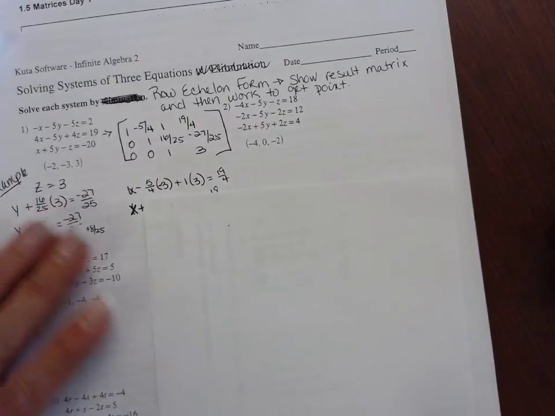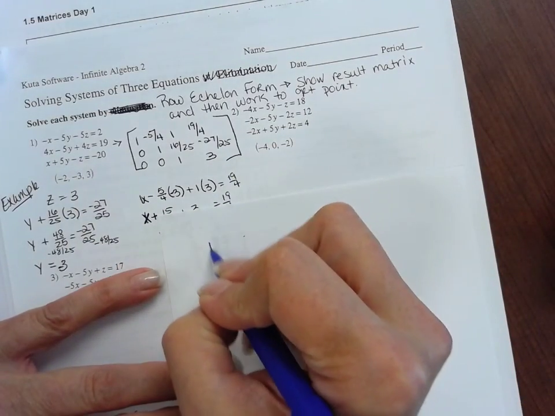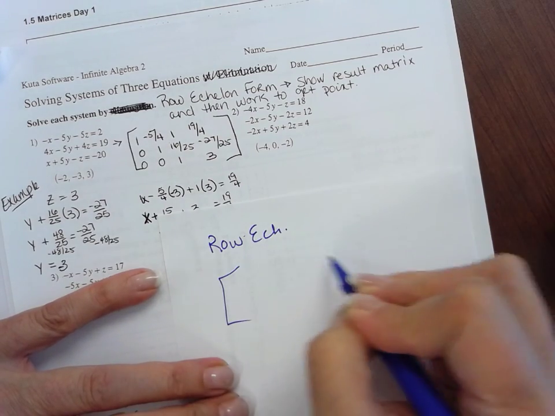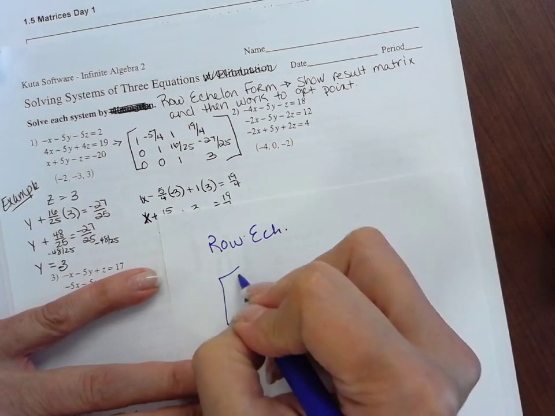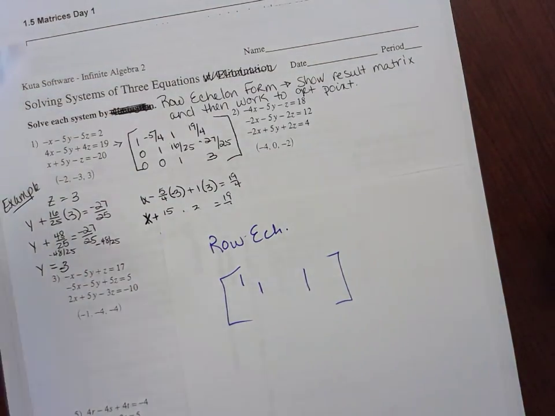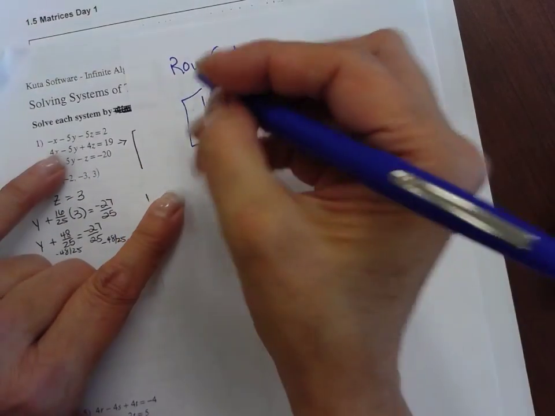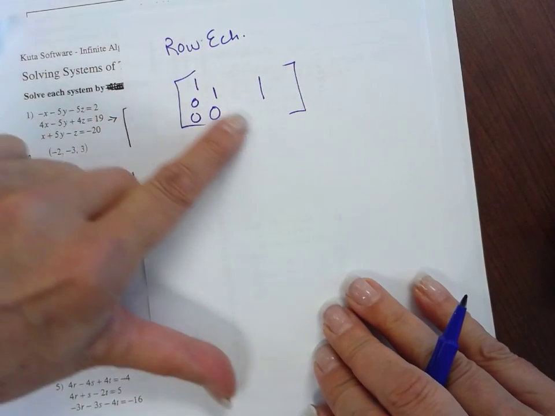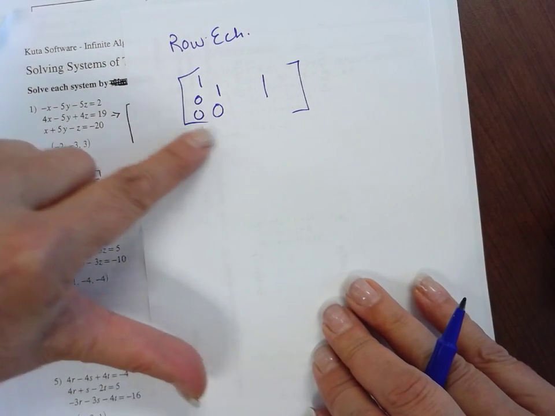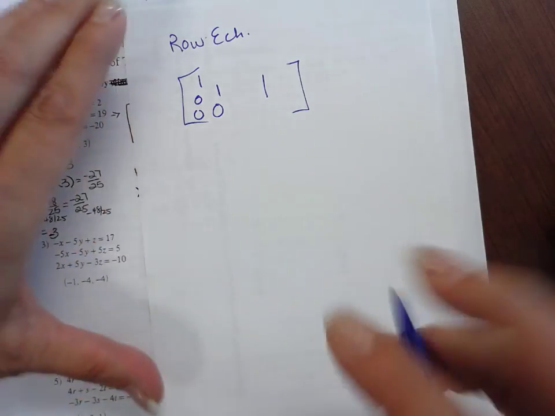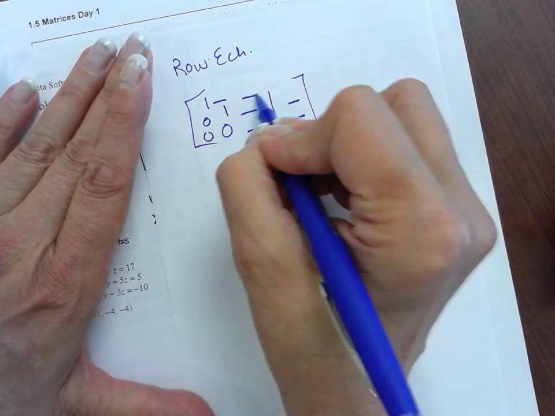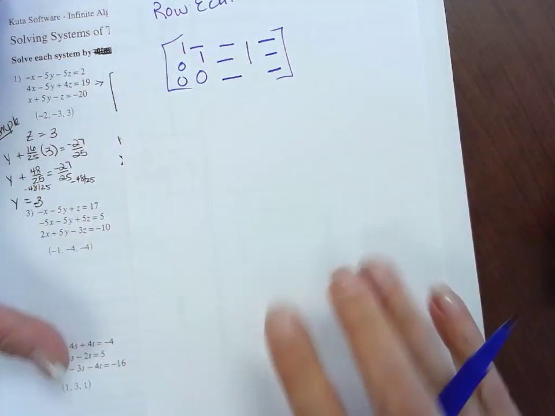Okay, so row echelon form is where you have your main diagonal of ones, and then you have zeros underneath it, okay? And then for our 3 by 3, we're going to have these spaces, all right?